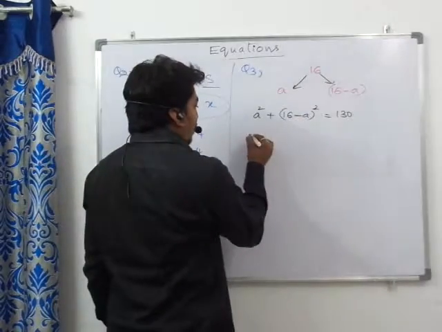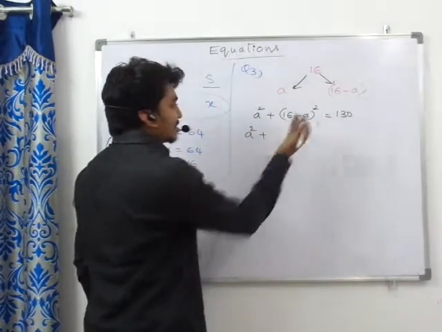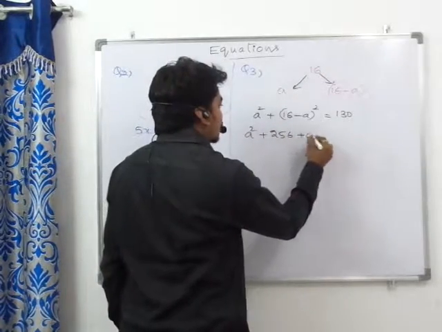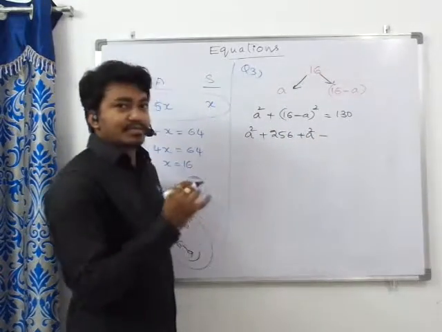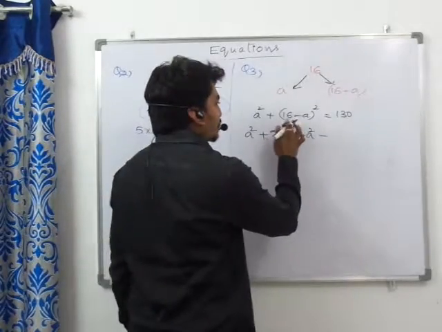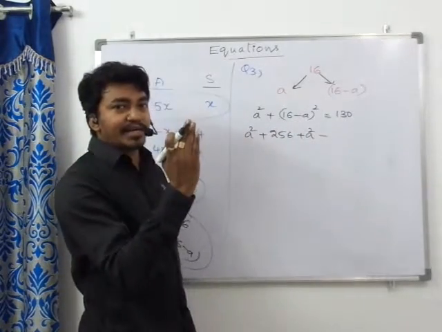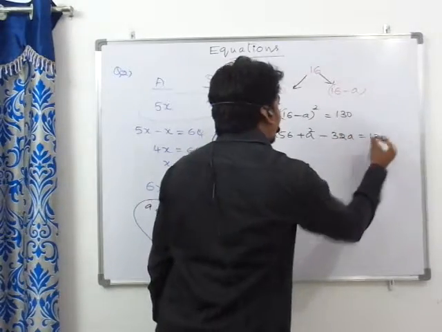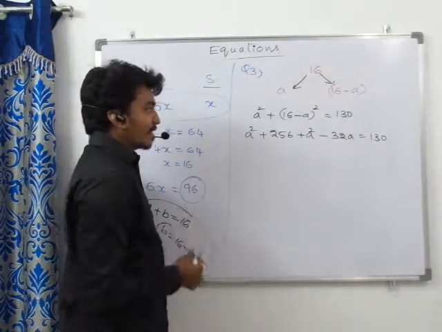So if you expand the formula, this is A square plus, this is (A minus B) whole square, no? A square plus B square minus 2AB. 2 into 16 into A, 2 into 16, 32 into A, 32A. This is 130. Now let us do a small simplification.